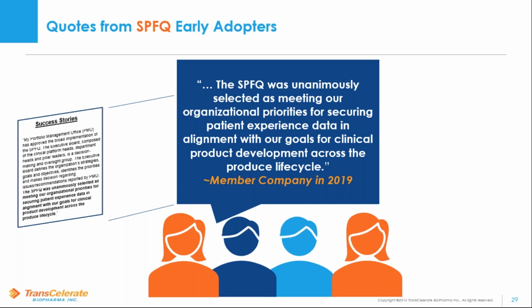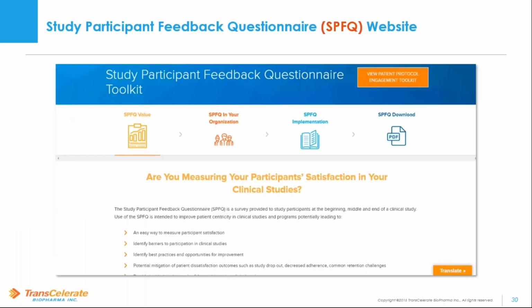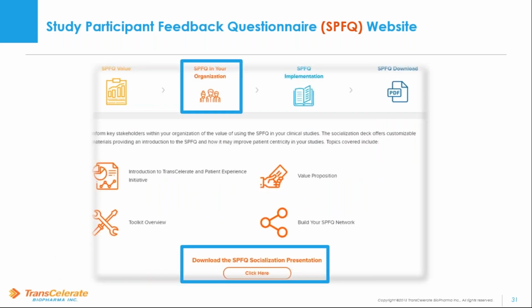And next slide, please. All right. We're just going to show you some screenshots right now so you know what to expect if you go onto the TransCelerate website. And I believe you probably have gotten that information as part of signing up for the webinar. But when you first sign in to the SPFQ Toolkit main page, it will look like this. And if you click on that orange button in the upper right corner that says View the Patient Protocol Engagement Toolkit, it will take you to, next screen, please. Great.